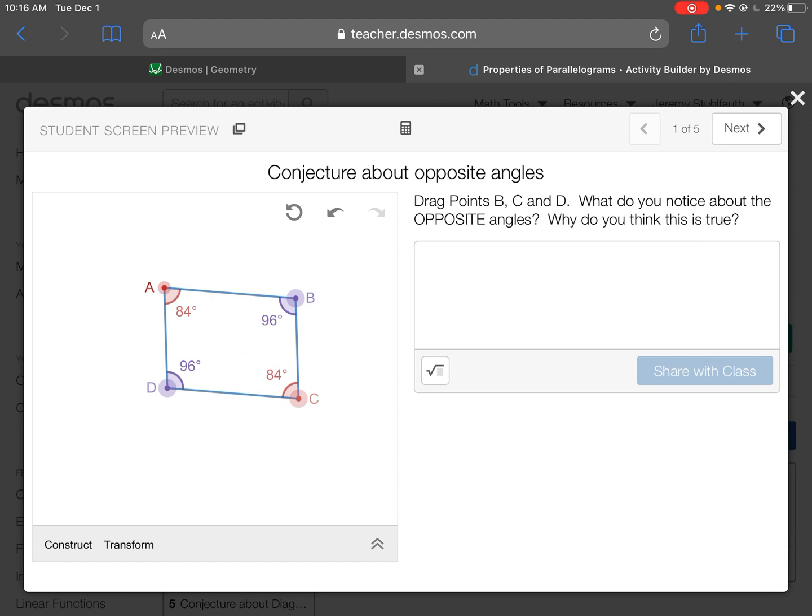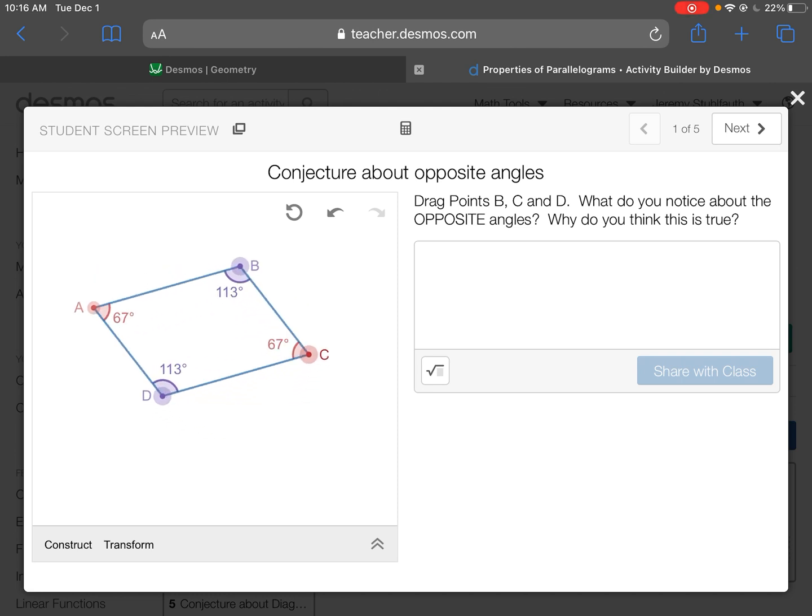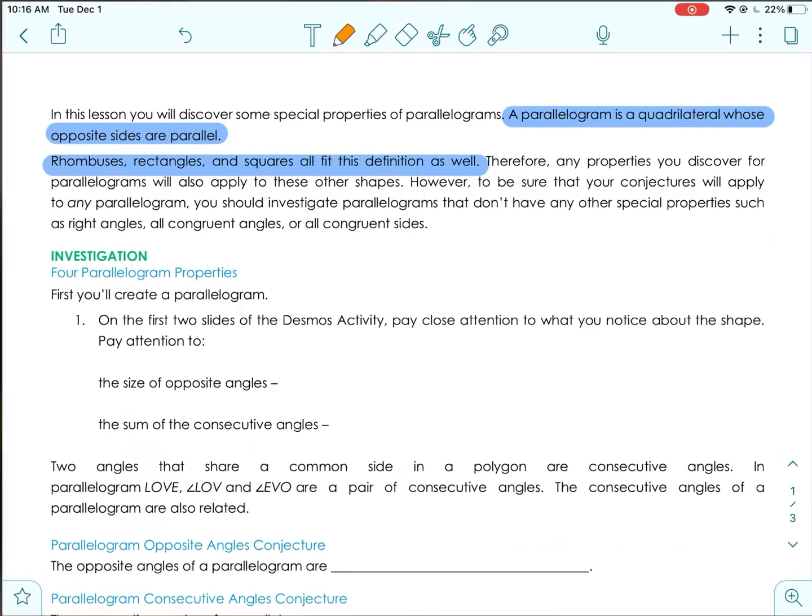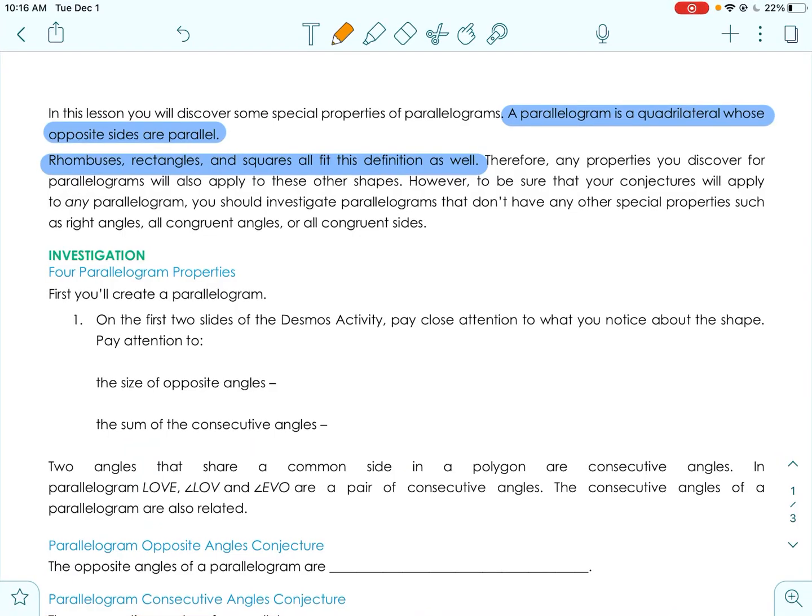As I adjust this, I want you to jot down what you notice about the opposite angles. What you should notice is that angle A and C are congruent and angle B and D are congruent. So what we could say about the size of the opposite angles is that they are congruent.